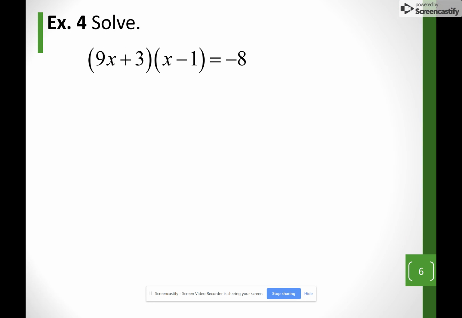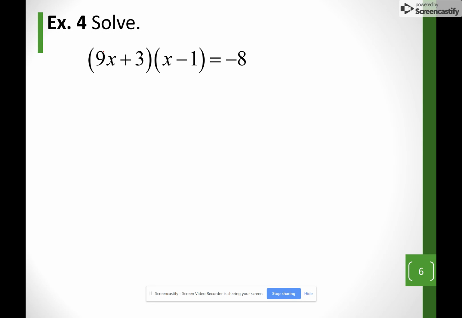Now to continue with this, what if the thing seems to be factored, but it's not equal to 0? If it was equal to 0, let each factor equal 0, and then you're good to go. However, the left side seems to be factored, the right side is not 0. So when that happens, unfactor it.